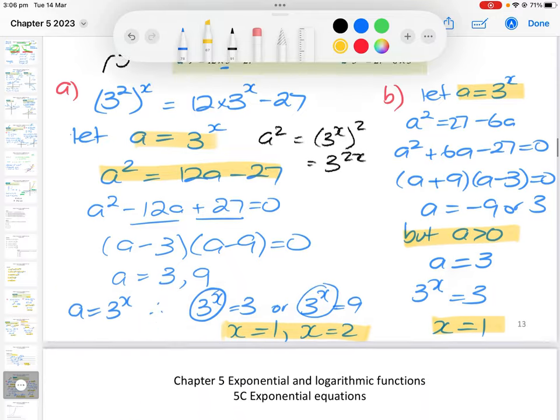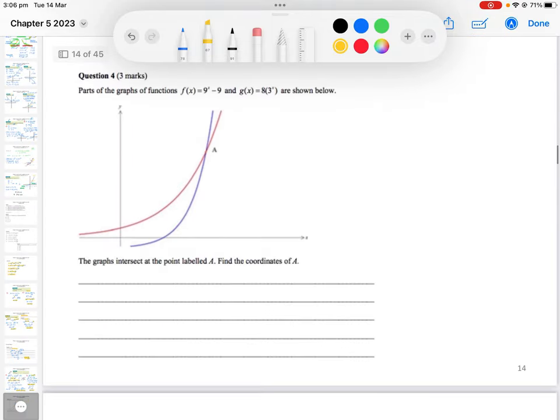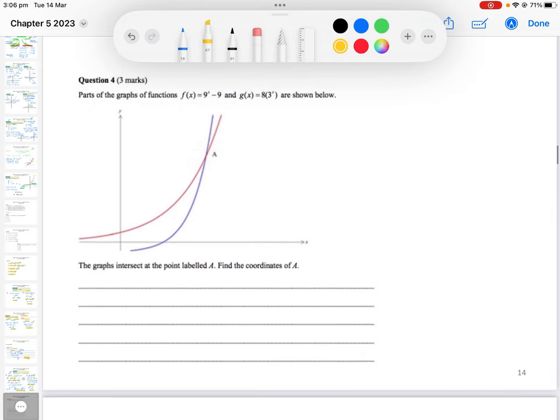And with that, that means you can go and do 5C now. With the exam question, have a go at that one. It'll be up on the notes on Canvas if you want to check your answers.